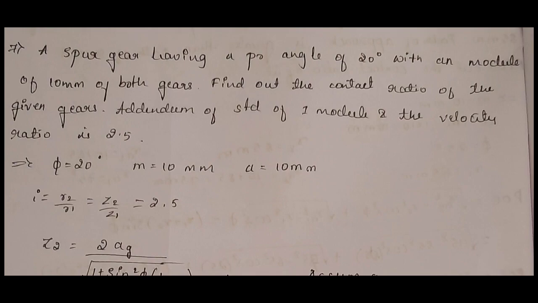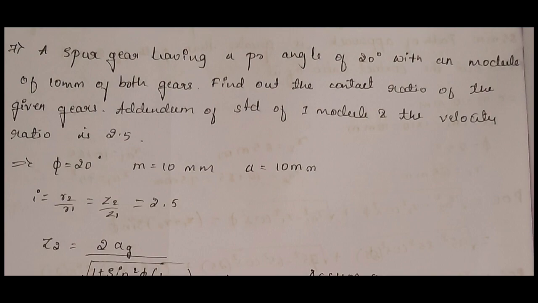What is contact ratio? Contact ratio is equal to arc of contact divided by Pc, that is circular pitch. What is arc of contact? Arc of contact is equal to path of contact divided by cos phi. What is path of contact? Path of contact is equal to square root of RA2 square minus R2 square cos square phi, plus root of RA1 square minus R1 square cos square phi, minus (R1 plus R2) sin phi.